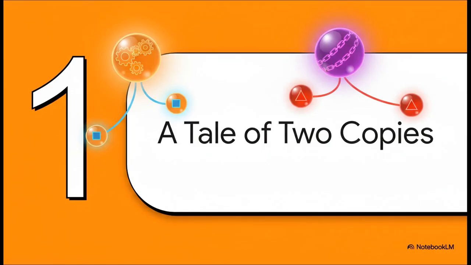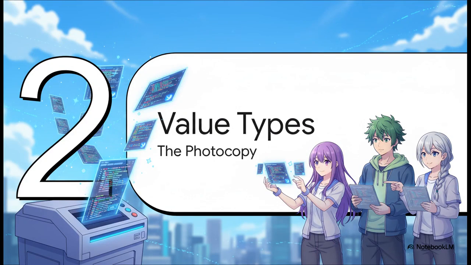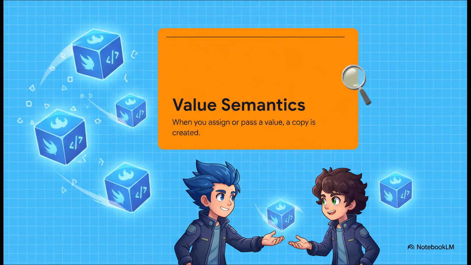Let's call this our tale of two copies and really break down the two different ways Swift thinks about and handles your data. First up, we've got value types. And honestly, the best way to think about these, just picture a good old-fashioned photocopier. So what do we mean by value semantics?